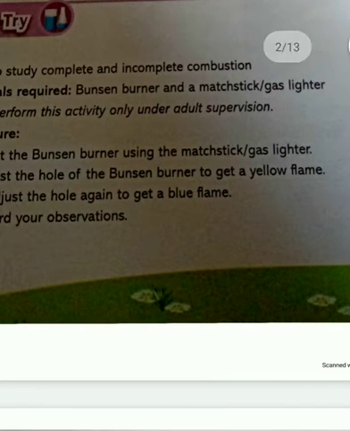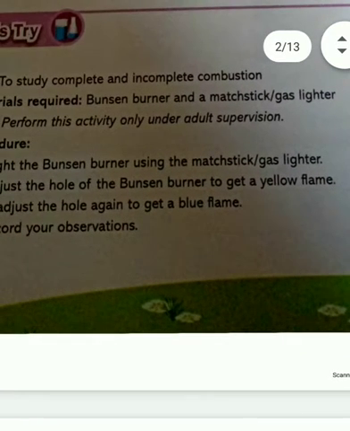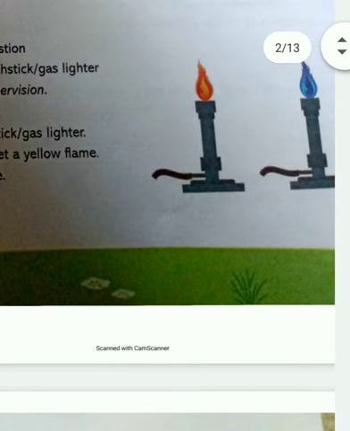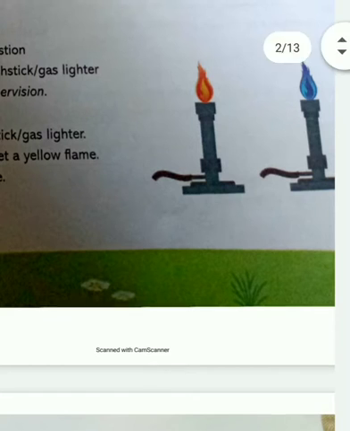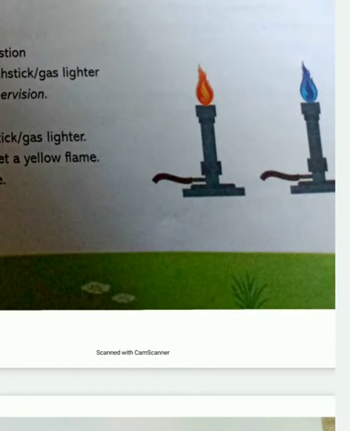In the beginning also I explained what type of flame will be seen whenever there is incomplete combustion. A reddish yellowish flame will be seen when there is insufficient supply of oxygen. And how can we do it like this? We can adjust the stopper on the Bunsen burner in such a way that only a small amount of oxygen can go inside. And in the other we have opened the hole properly so that complete combustion can take place and a blue flame will be formed.